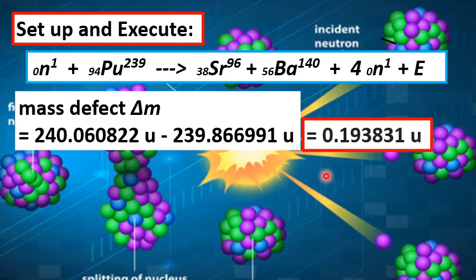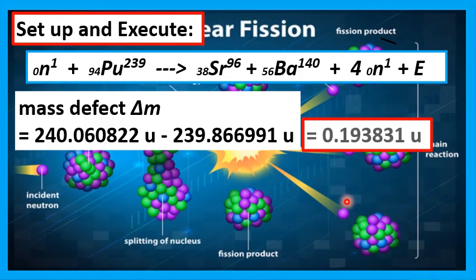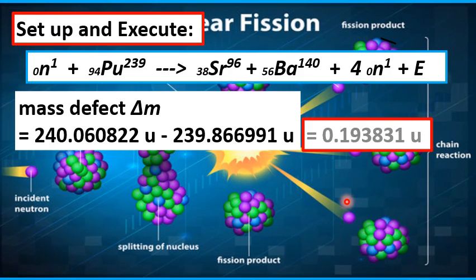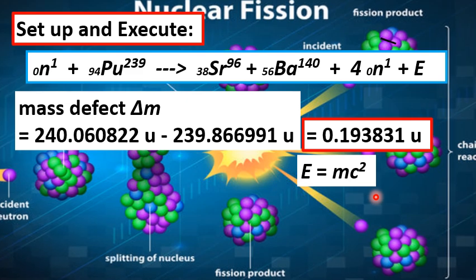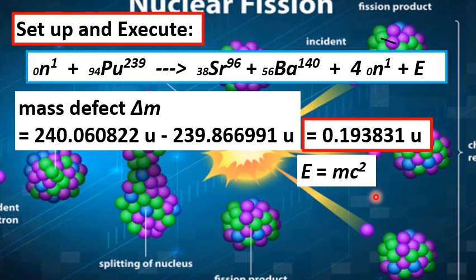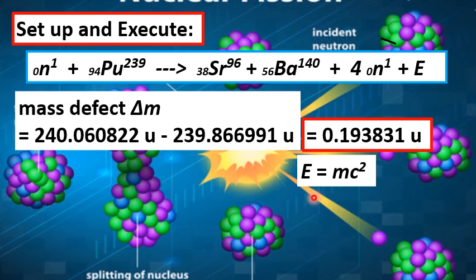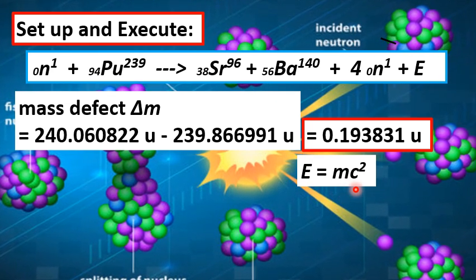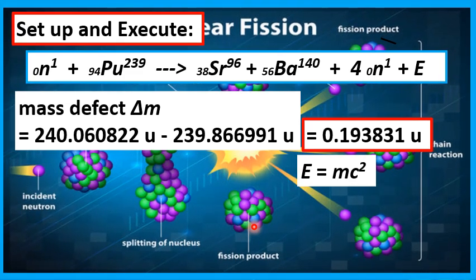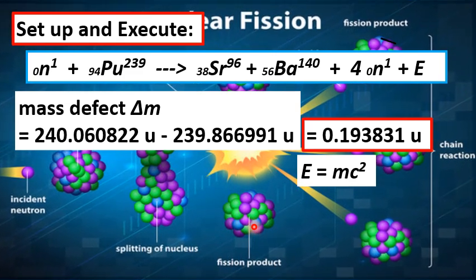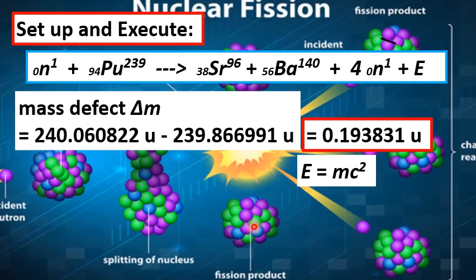It is this mass defect that is in fact converted to energy, as determined by Einstein's equation E equals mc squared. By multiplying the mass defect by the square of the constant speed of light, we can compute the corresponding amount of energy released by the fission reaction.